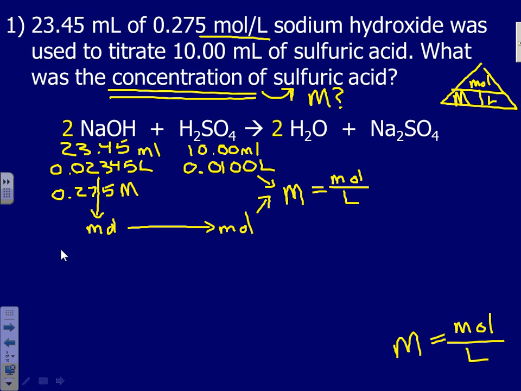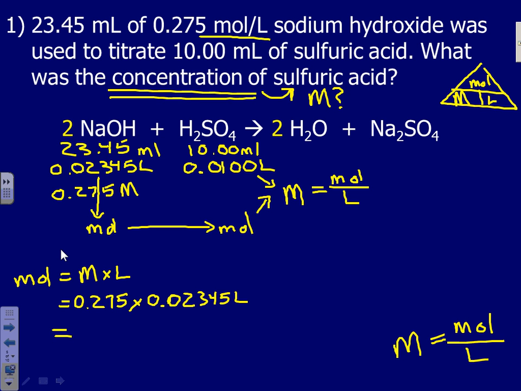I believe we put an X in there, but I'll deal with that in a moment. So let's start the problem. We want to find moles. I have liters and molarity. What's my equation going to be? Yep, M times L. So moles equals M times L. 0.275 times 0.02345 liters.